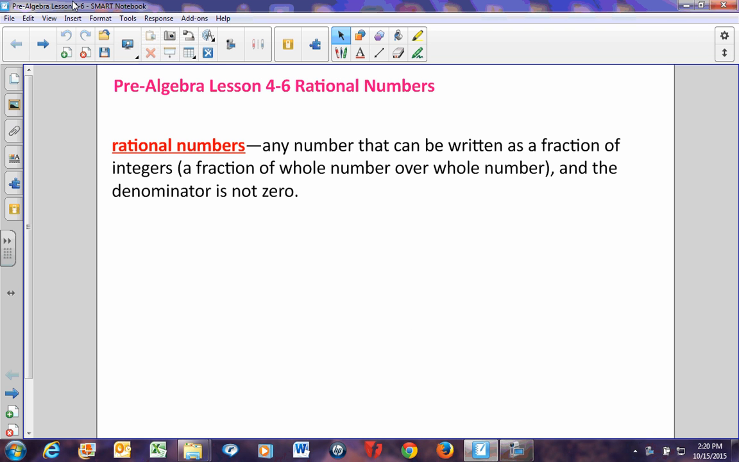This is Pre-Algebra Lesson 4-6, Rational Numbers. A rational number is any number that can be written as a fraction of integers. In other words, a fraction of a whole number over another whole number, and the denominator cannot be 0.